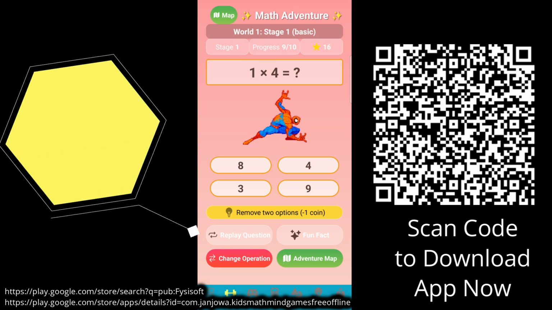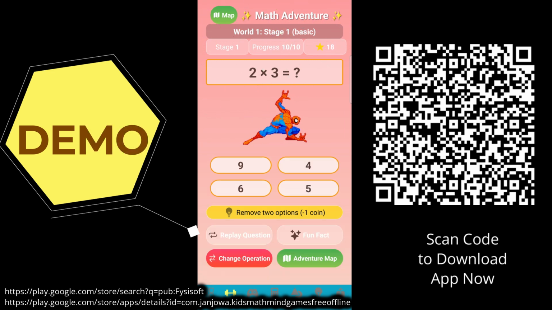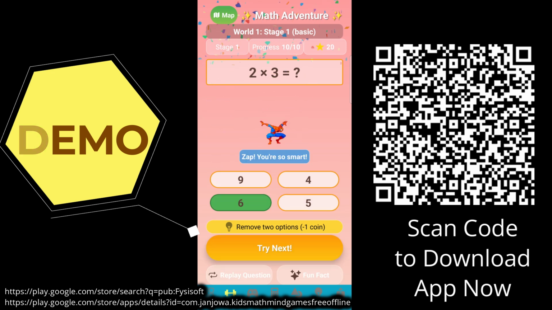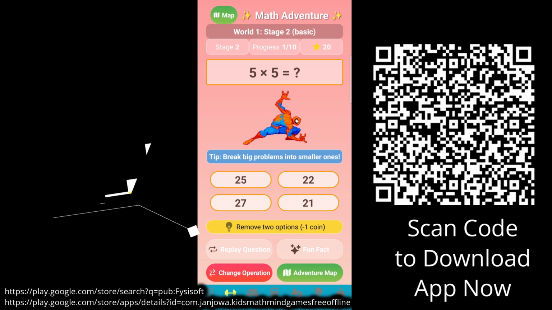What is 1 times 4 equals? Fantastic. Keep up the good work. What is 2 times 3 equals? Zap. You're so smart. Congratulations. You completed the stage with 10 out of 10 correct.